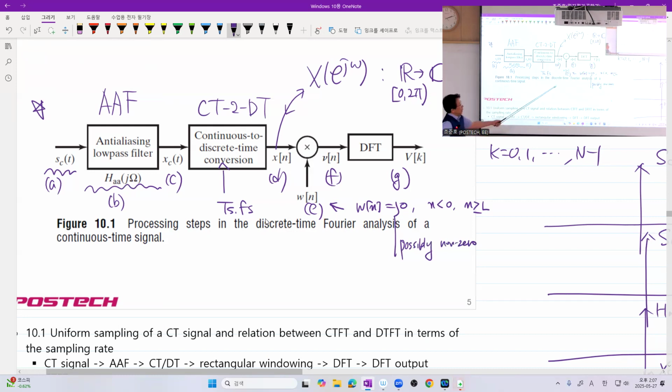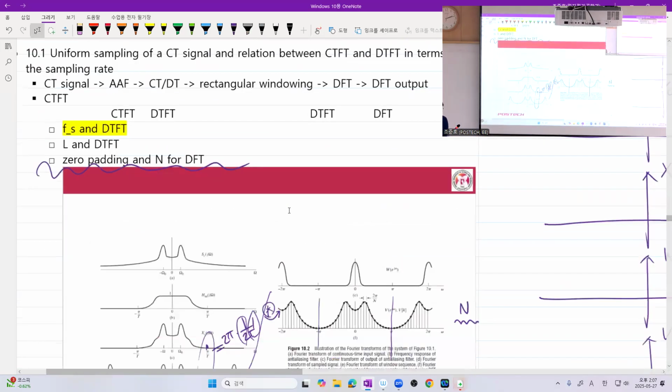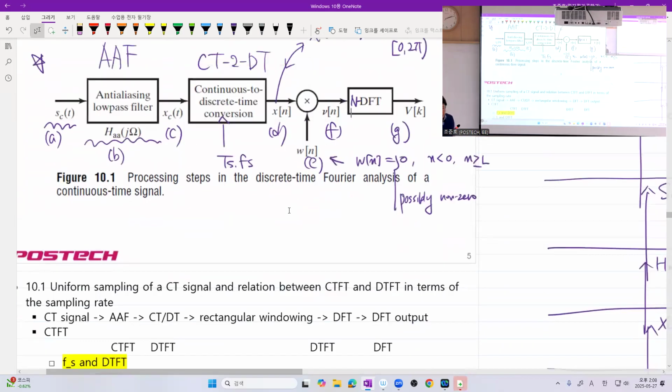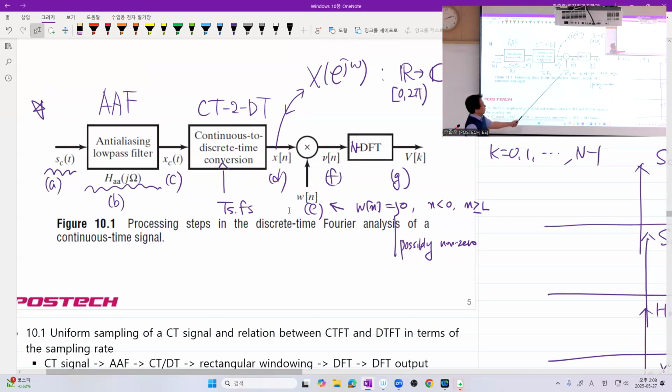And if L is less than the number of points here, then we pad zeros. That is called zero padding. And what's the effect of zero padding given the same value of L? For example, let's fix this w of n as a rectangular window function of length capital L, say 100.